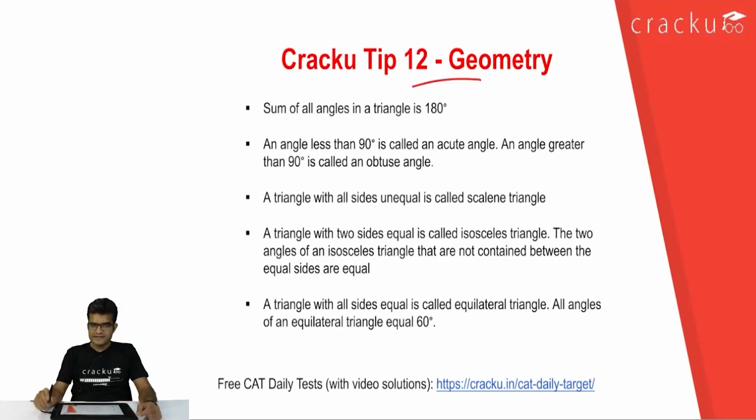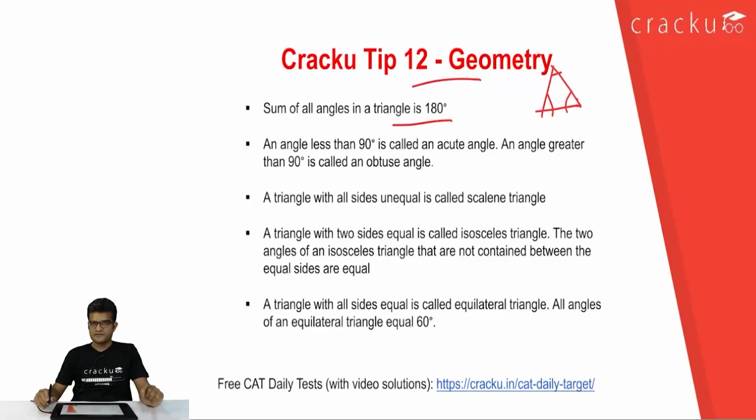Now we go to triangles. After circles, the most important aspect of geometry is triangles. One of the things that many people know is that the sum of the angles of a triangle sums up to 180 degrees. If you have 3 sides and 3 angles, the sum of these 3 angles will be 180 degrees in any triangle.